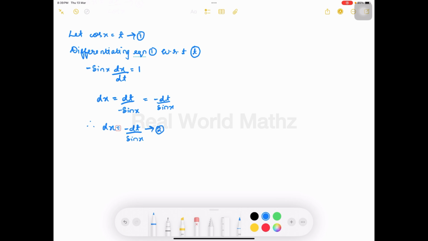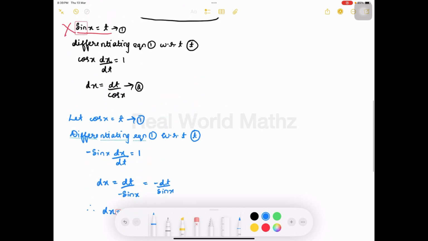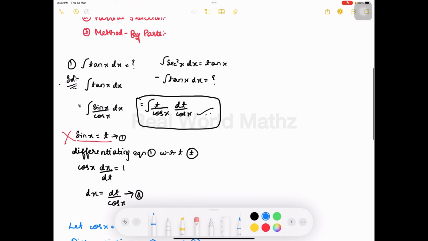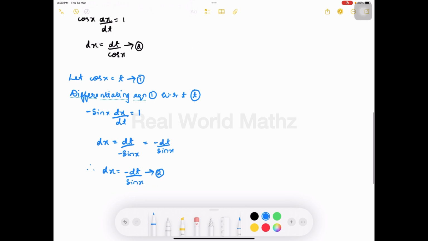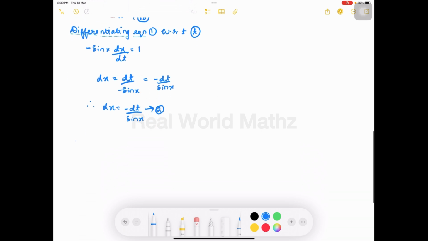So now let's substitute equation 1 and 2 in which equation? In this particular equation, let me call it as equation 1a. And this one, let me call it as equation 1b for our understanding. So now we'll be substituting equation 1b and equation 2 in the first equation, that is in equation 1a.